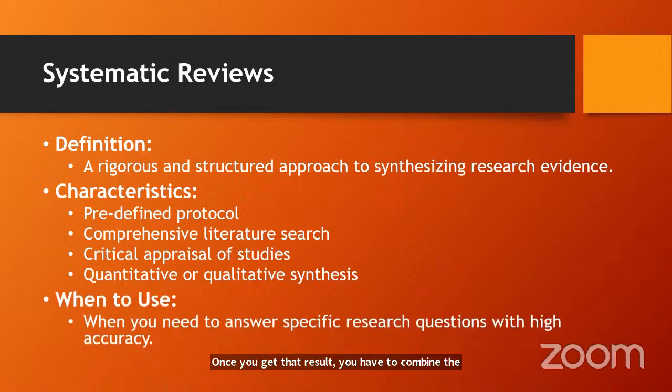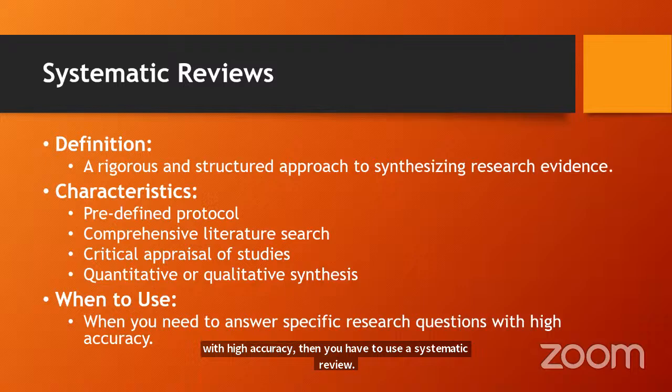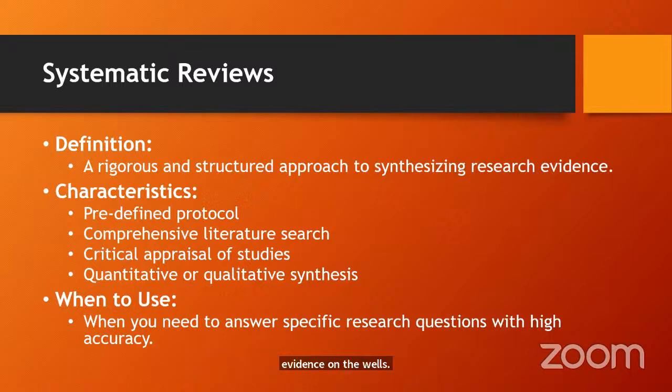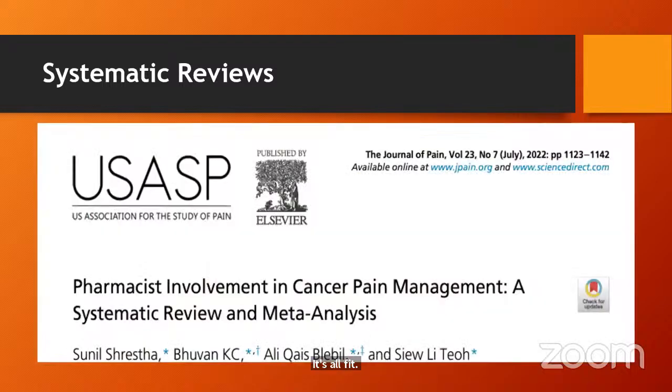So when to use a systematic review? When you need a specific answer to any research question with high accuracy, then you have to use a systematic review. So it is ideal for producing reliable and comprehensive evidence on a well-researched topic. In the next slide, I'm giving one example of the systematic review and meta-analysis that I have done in my PhD. Here, my research question was: what is the involvement of the pharmacist in cancer pain management?